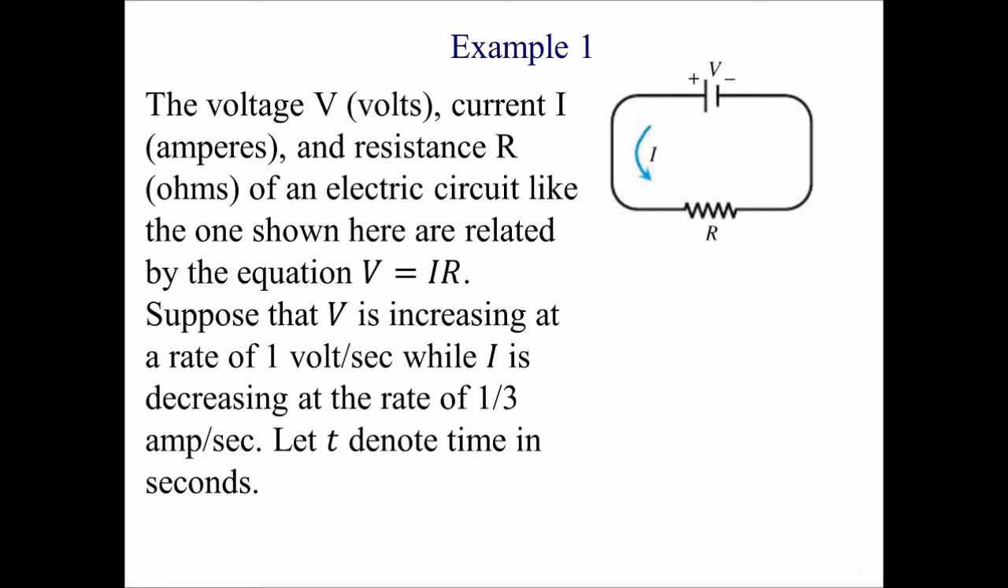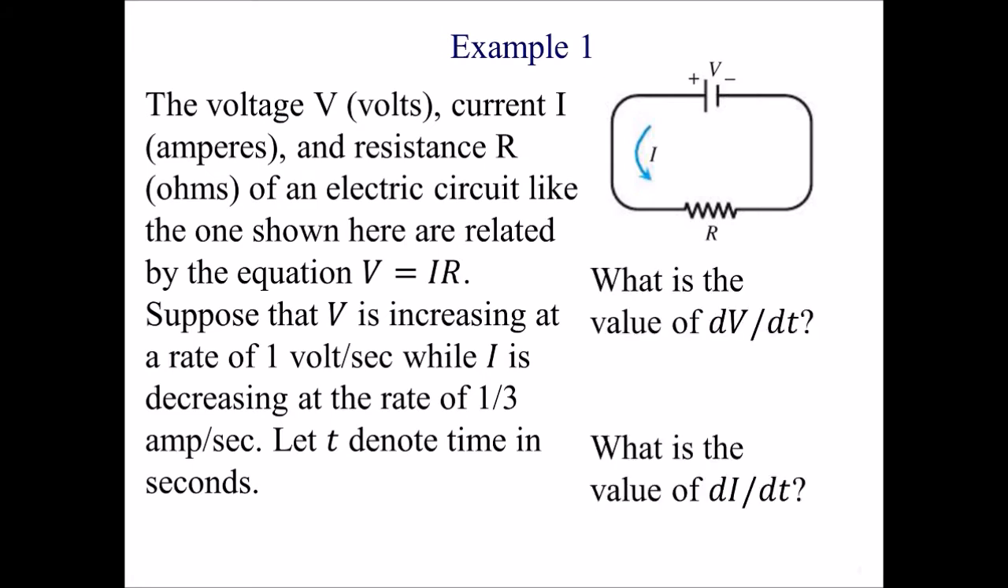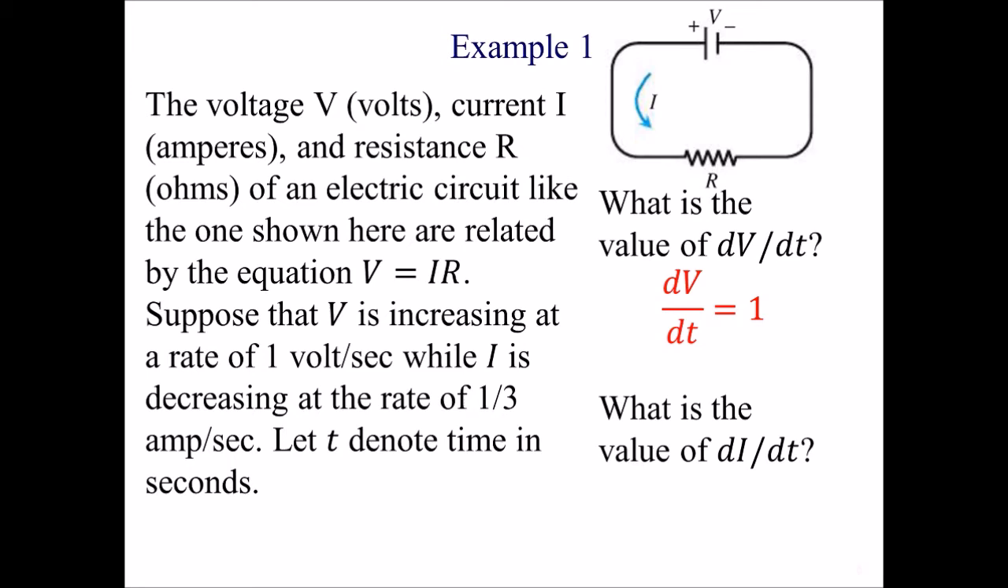Suppose that V is increasing at a rate of 1 volt per second, while I is decreasing at a rate of 1/3 amp per second. Let T denote time in seconds. So the first two questions we're going to look at is how to get rates from the setup. First one we want to calculate is what is the value of the change in voltage over the change in time. Problem tells us that the voltage is increasing at 1 volt per second. So dV/dt equals +1.